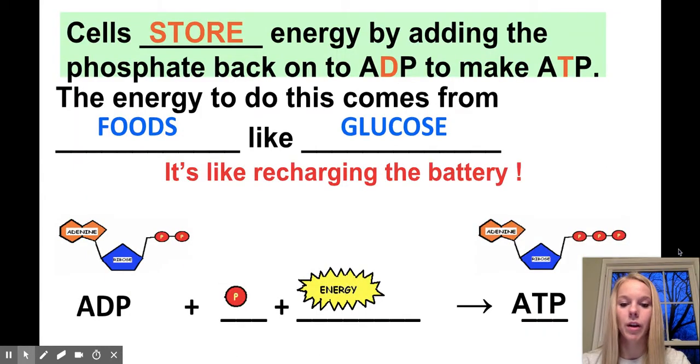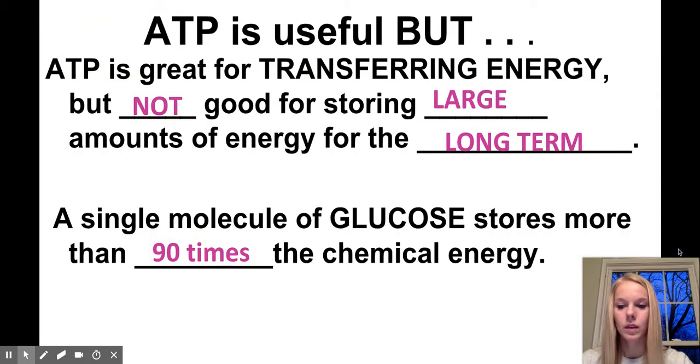Cells can temporarily store energy by adding the phosphate back on to ADP to make ATP. The process is easily reversed. The energy to do this actually comes from foods like glucose. It's like recharging the battery. ATP is great for transferring energy.